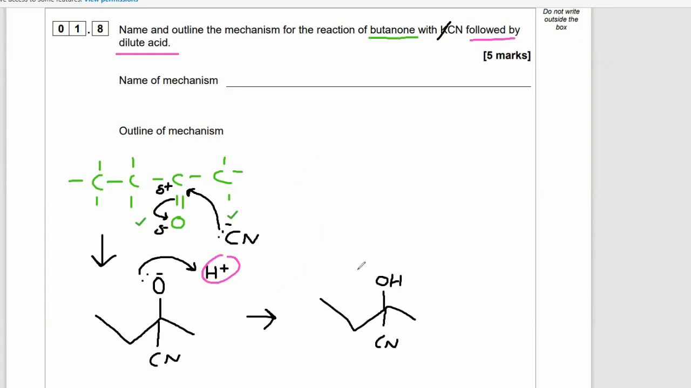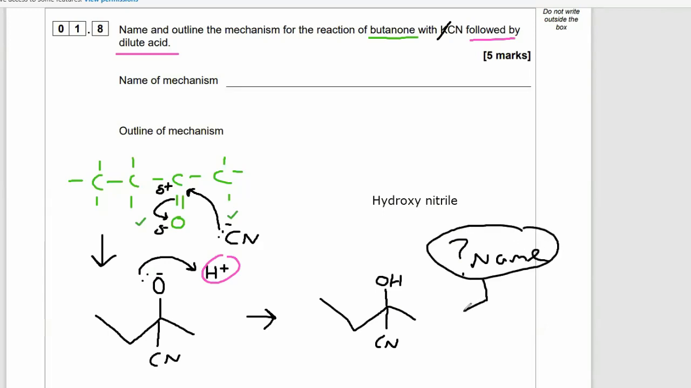Now what's going to happen, our final product is going to have a hydroxide group, an OH group or hydroxy group attached there, and a nitrile group at the bottom there. So just draw those bonds a little bit straighter on the skeletal. How do we name this? Well, it's called a hydroxynitrile. So you don't need to name it, by the way. That's not one of the marks. You get all 3 mechanism marks for the mechanism. So we don't need to name this.